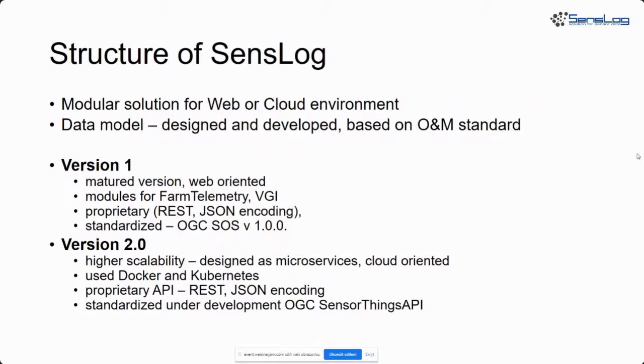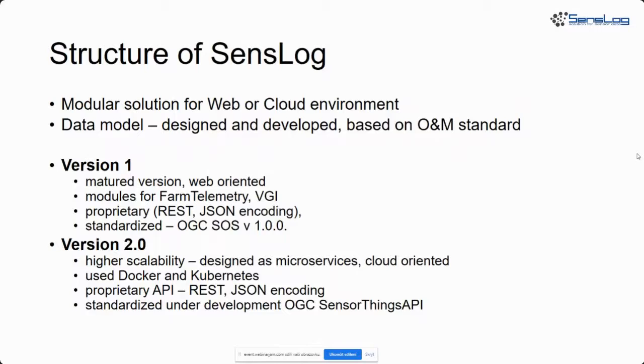We have two versions of SensLog. We have the older version 1, that is mainly web-oriented and one combined solution for collecting data. It has several modules for VGI or for farm telemetry. It has a proprietary interface based on REST API and SensLog JSON data encoding, but it also has a standardized interface based on OGC Sensor Observation Service.